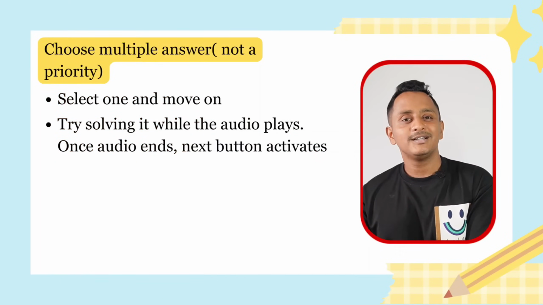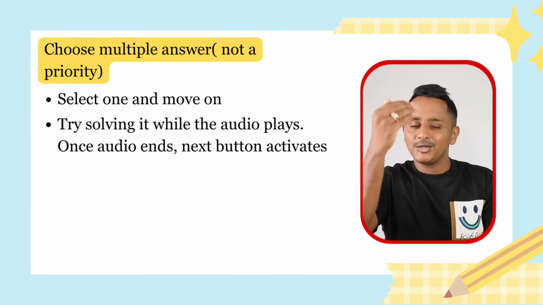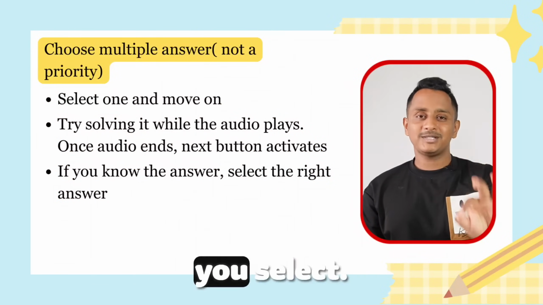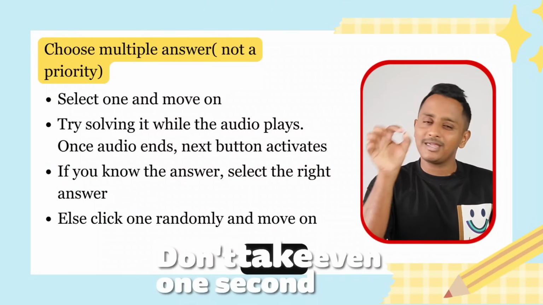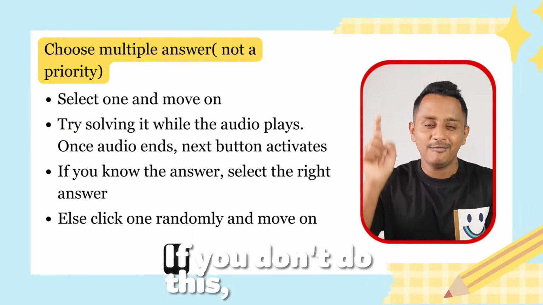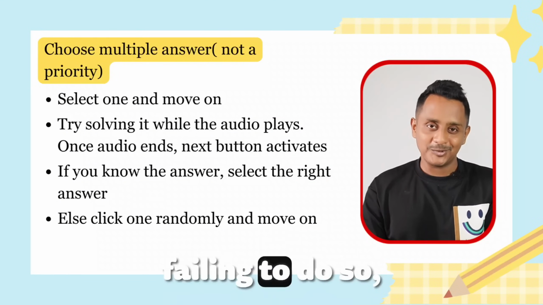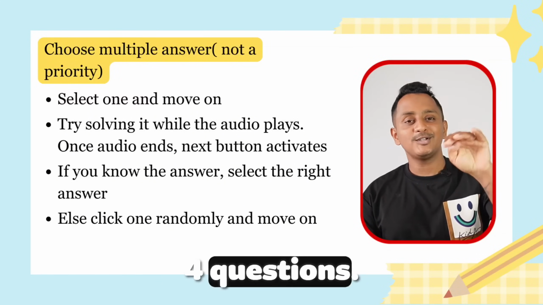Once the audio ends, don't try to think what is the correct answer. Whatever comes to your mind, you pick it up. If you know the correct answer, you select. If you don't know any answer at the moment, randomly click one and move on. Don't take even 1 second extra once the audio ends or once that next button is activated. If you don't do this, failing to do so, last module right from dictation, you will have 1 minute left. 4 questions. How will you solve it?